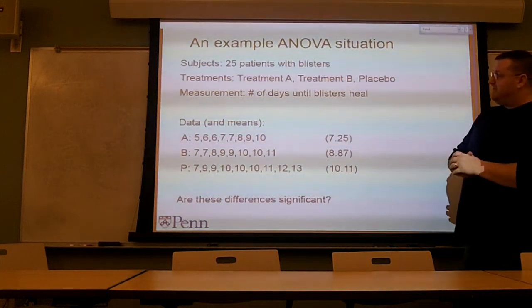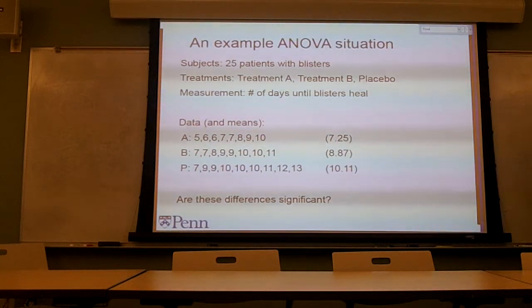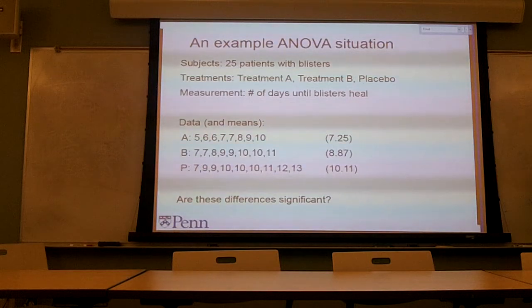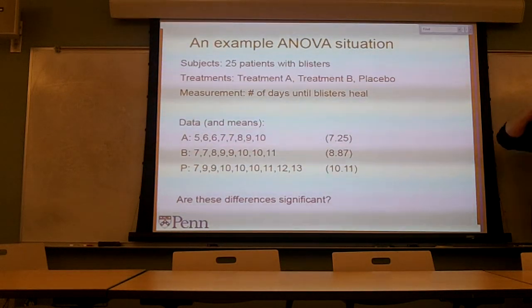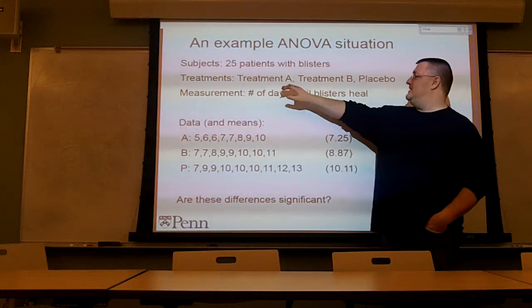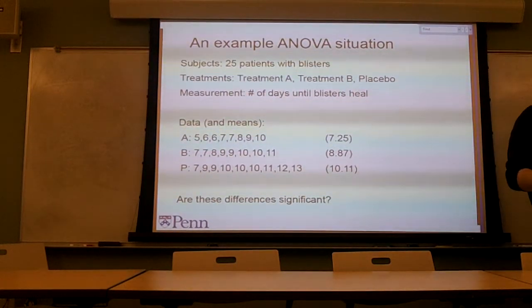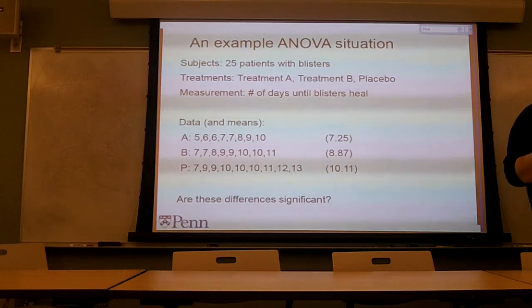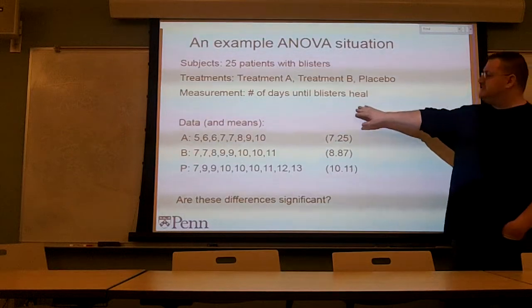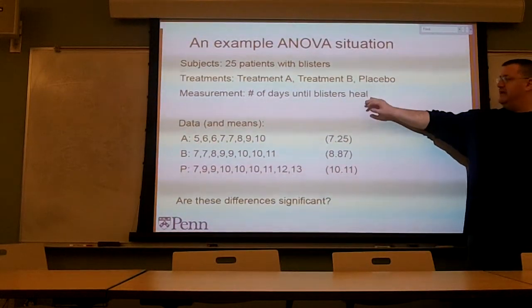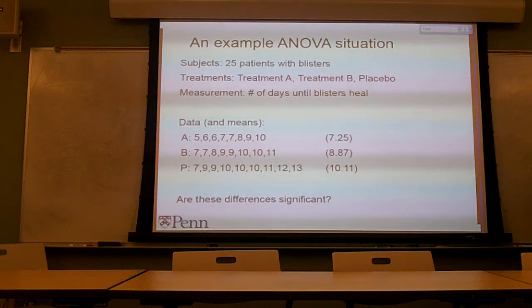So you have 25 patients. They all present and are randomized to one of 3 possible treatments to treat their blisters, right? So the treatments that we're going to look at are treatment A, treatment B, and placebo. Because of confidentiality, we can't talk about what treatment A and treatment B are, so we'll just use them as a motivator. And I'm interested in looking at the number of days until I'm blister-free.